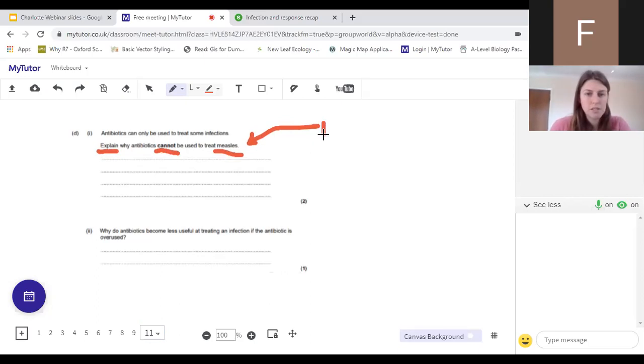Measles is a virus. And part 2 is why do antibiotics become less useful at treating an infection if the antibiotic is overused? Keywords there, I suppose, less useful at treating an infection, overused. So we talked about this today as well.